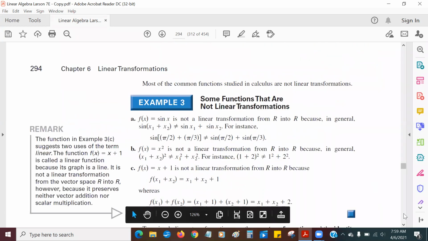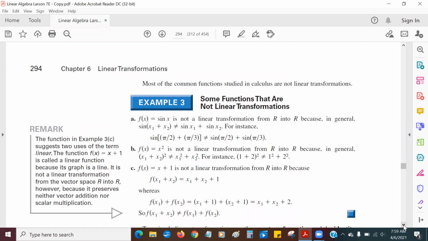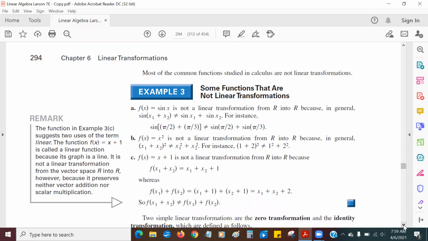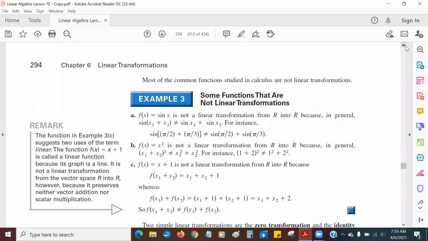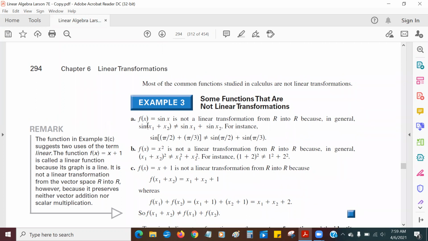Now, let's look at the next thing. Let's look at some functions which are not linear transformations. This is going to be kind of cool and interesting. We'll see why. So f of x equals sine x. This will be a function from R to R. And this is not a linear transformation because sine of a plus b does not equal sine a plus sine b. Booyah. Let's look at the next example.